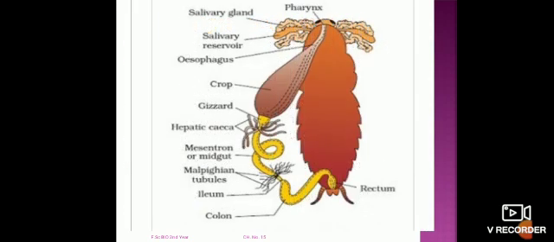Here's the diagram. The digestive system of the cockroach is shown. From the crop, there is a gizzard and there is a mesenteron or midgut. At the junction of the midgut and the hindgut, the Malpighian tubules are present. These Malpighian tubules collect waste material from the body and remove it through the rectum and discharge it with the help of fecal material.